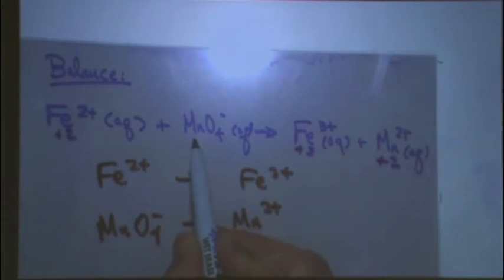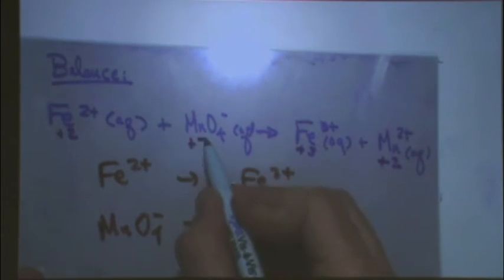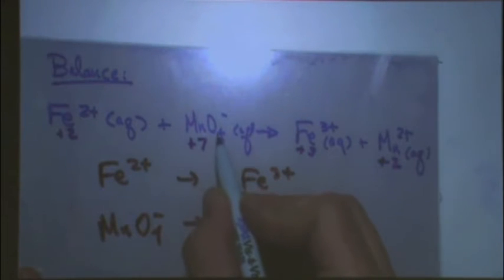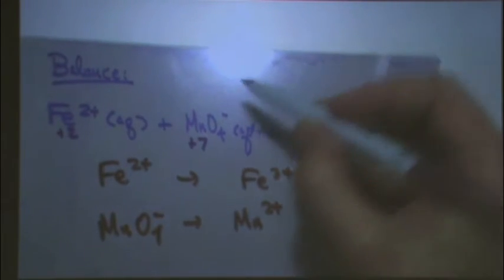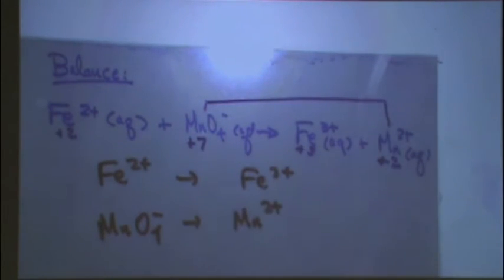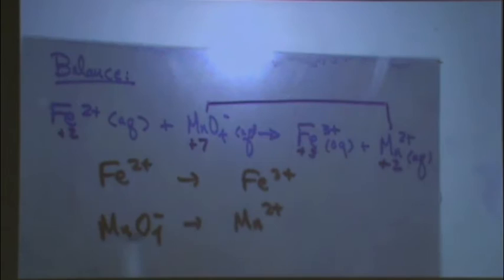What's manganese right there? Plus, what did you say, 7? Yeah, that's right. +7 minus 2 times 4 is 8 equals a -1. If for some reason you didn't get that, make sure to ask me later or ask a TA. All right, so the manganese goes from +7 to +2, so we call that what? Reduction. A reduction half reaction. Opposite, the iron goes from +2 to +3, so that's the oxidation half reaction. Okay, so iron 2 plus is oxidized, MnO4 minus, the permanganate ion, is reduced.